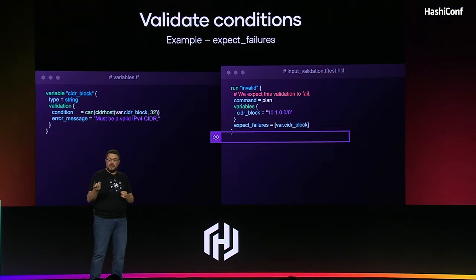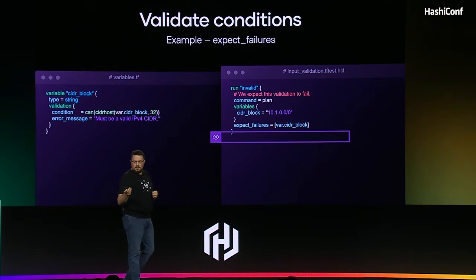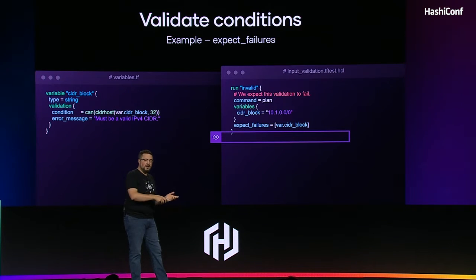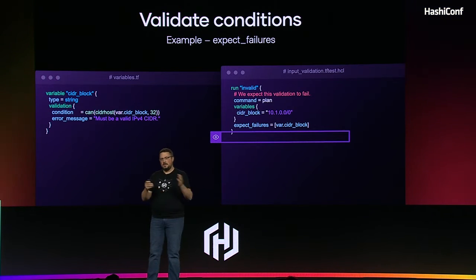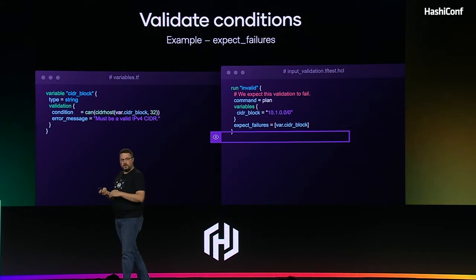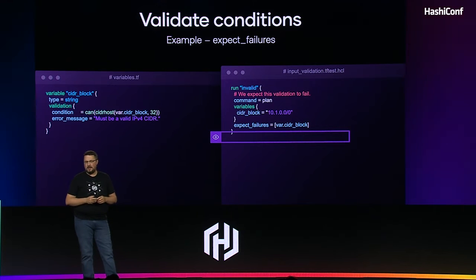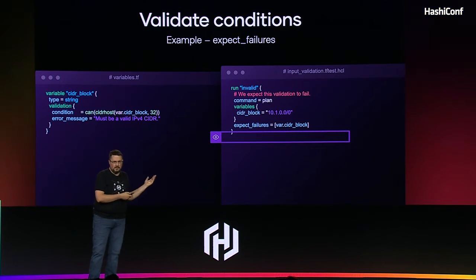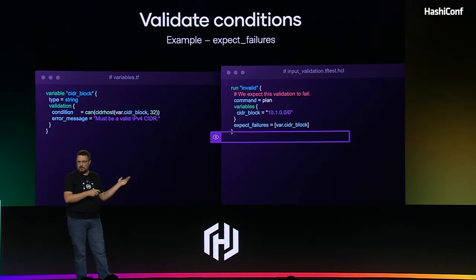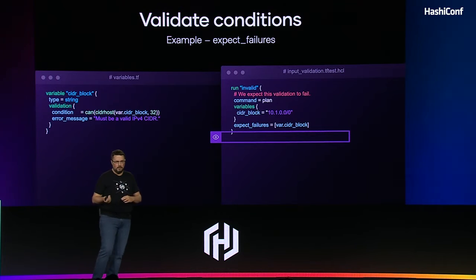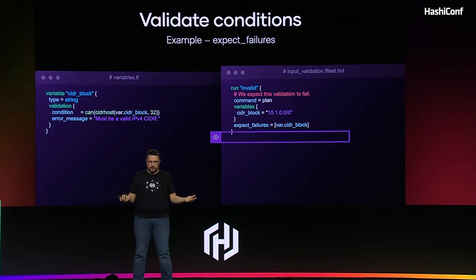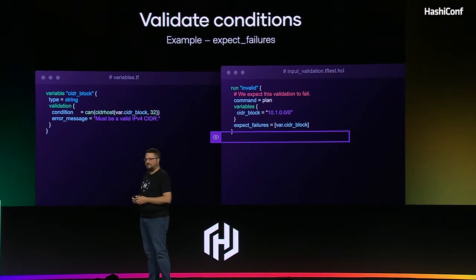So this is that expect failures condition. Again, in my variable file, I have an input variable validation, just checking for a valid CIDR block. In the test run, I'm going to feed it, using a nested variable block, a bad CIDR. A /0 is not valid, and so that should fail. So I'm going to tell the Terraform test to expect a failure on the CIDR block variable. We can do that with resources, with preconditions. We can do that with checks as well.